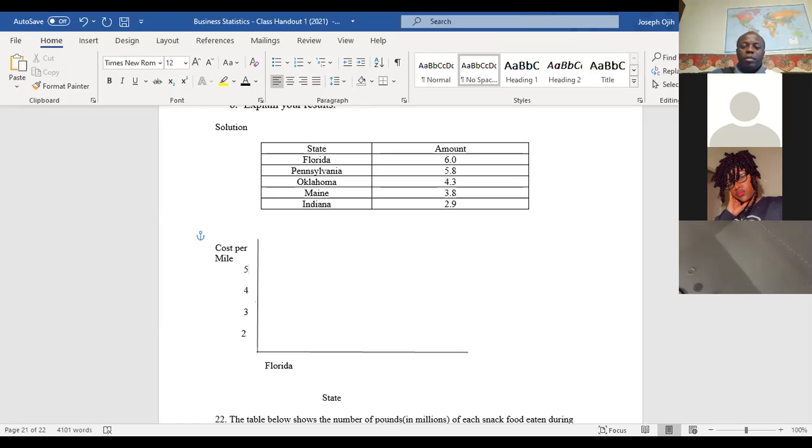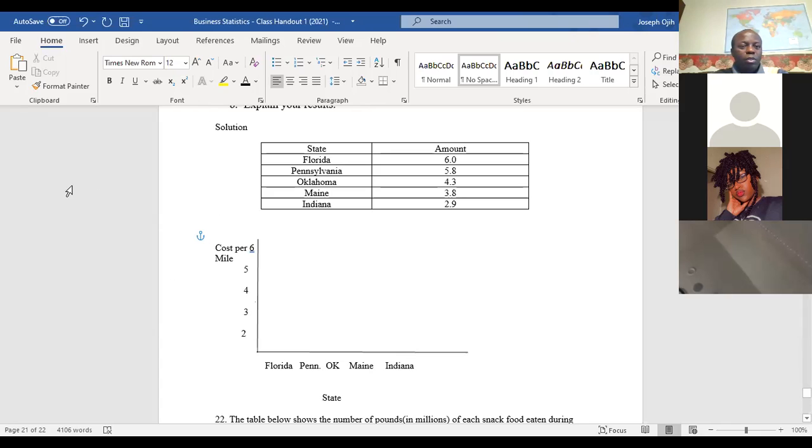Now in the classroom, this is very easy. I can use a hand and draw it on the board, but in the computer we have just freehand sketches. The computer is difficult. So now for Florida, I'm going to show you. It says 6.0 cents per mile. Then the other state will be Pennsylvania, then Oklahoma, then the rest will be Maine and Indiana.